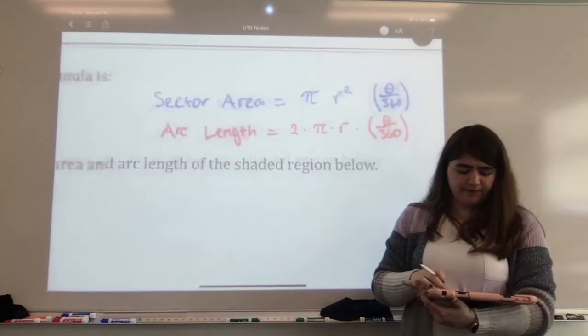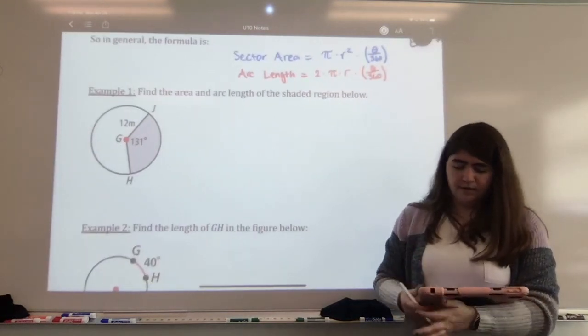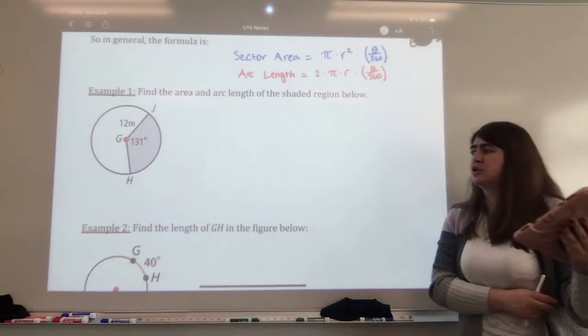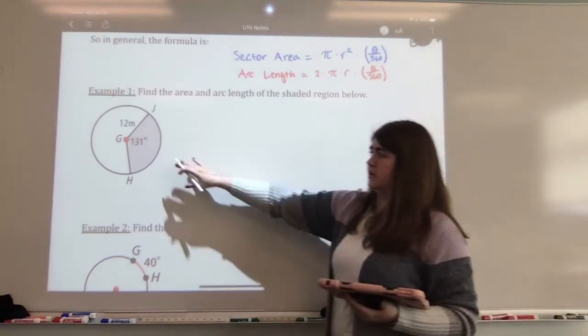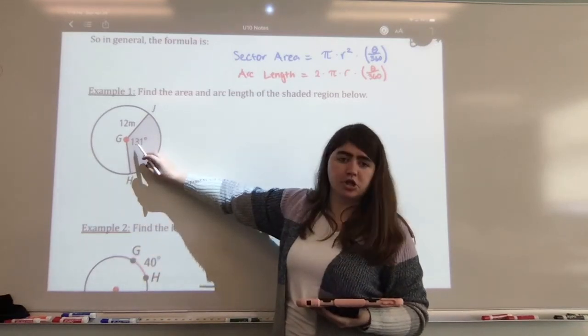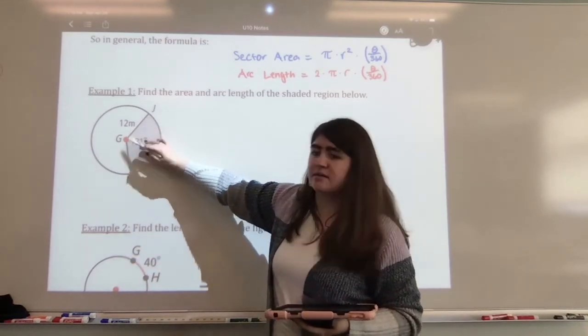All right, let's take a look at a few examples. So example 1 says to find the area and arc length of the shaded region below. And this shaded region goes from J to H, and it is labeled as 131 degrees, and it has a radius of 12 meters.